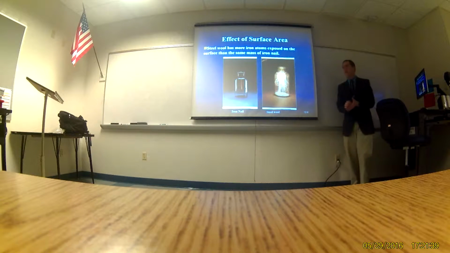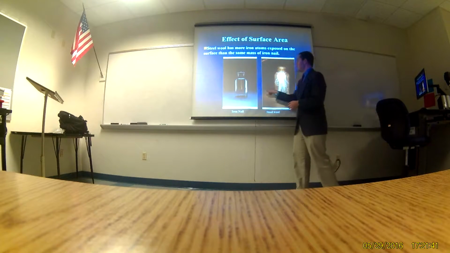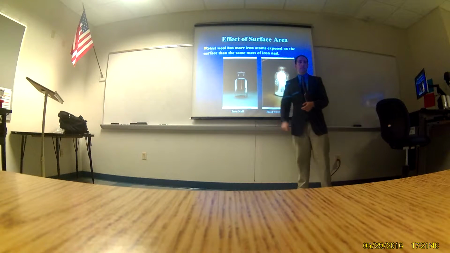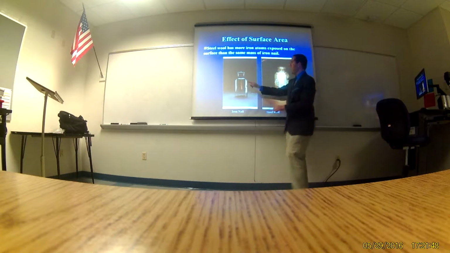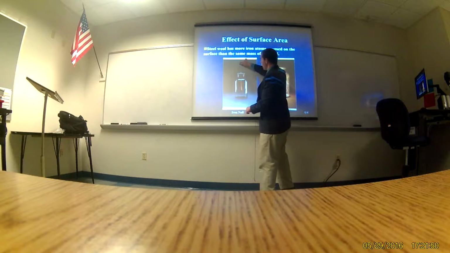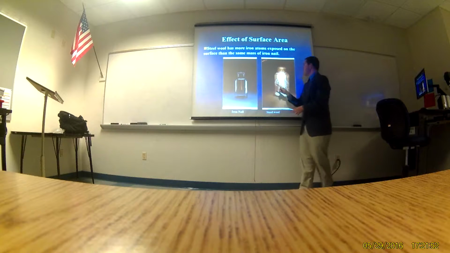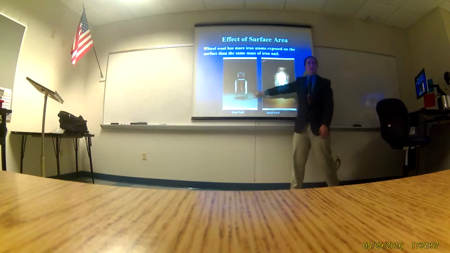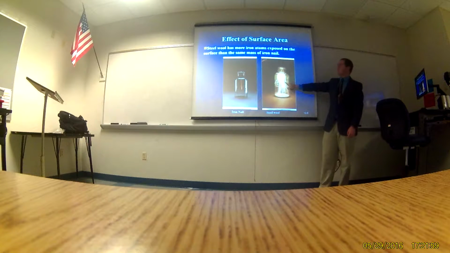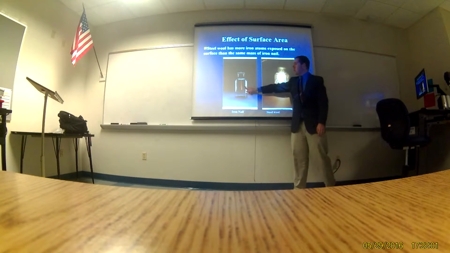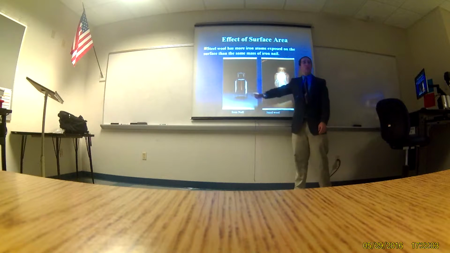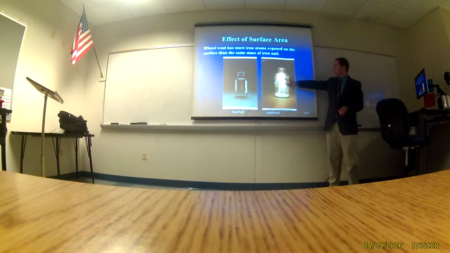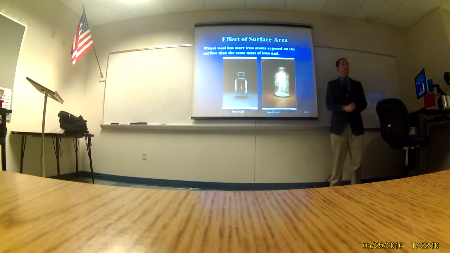This is surface area. What we have here are sealed containers with oxygen in them, and, you can't see it, there are wires coming down, hooked up to electricity. This is an iron nail. This is iron wool. You hook the electricity up to the nail, and it glows. You hook the electricity up to the iron wool, and it goes crazy.